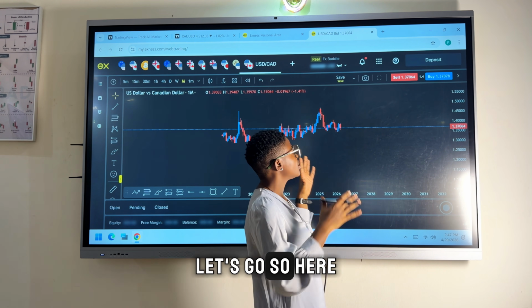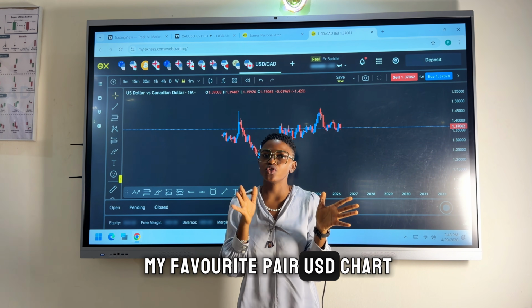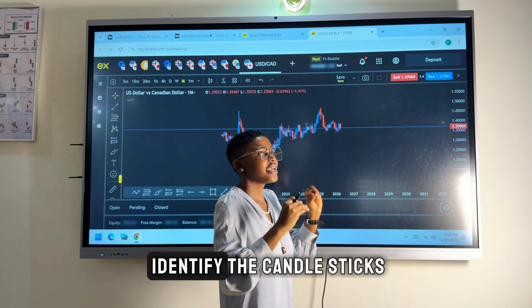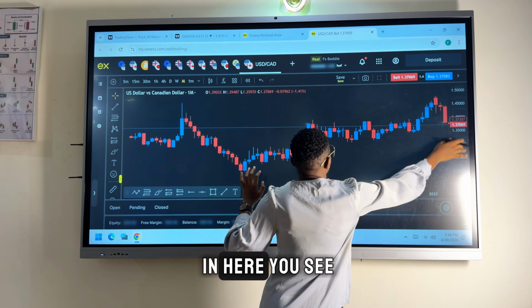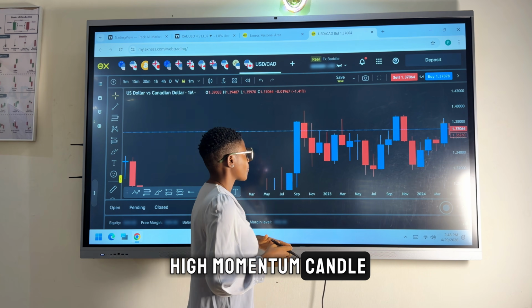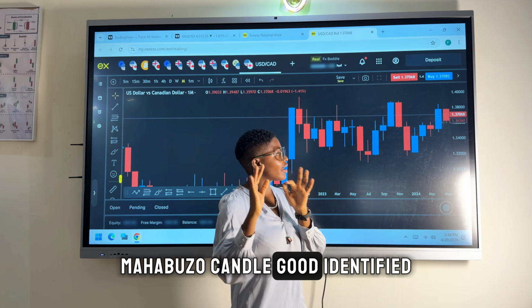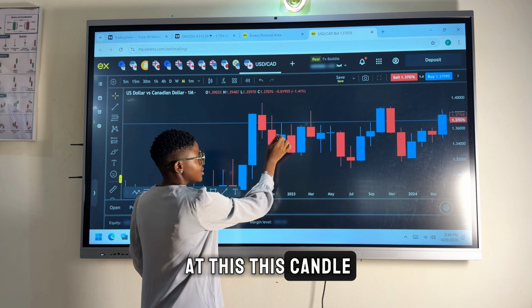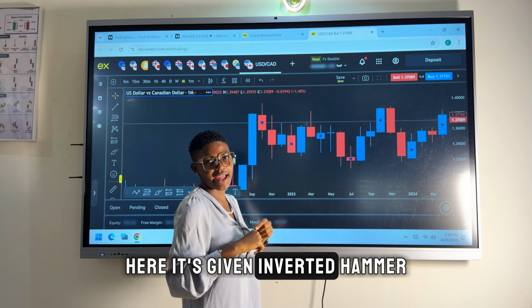Let's go. So here is the chart. I have just opened the chart on my favorite pair, USD CAD. All we have to do first is identify the candlesticks. Now if we zoom in here, you see that this is a high momentum candle. This is a bullish Marubozu candle. Good, identified. Now if we look at this candle here, it's giving an inverted hammer.